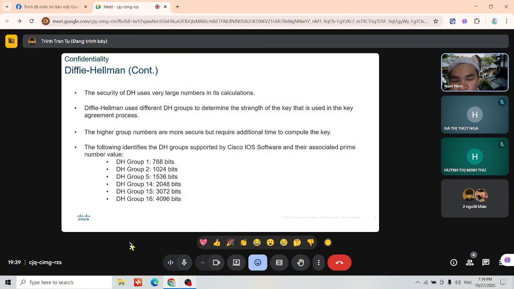The security of the algorithm relies on very large numbers. It helps to use a different Diffie-Hellman group to determine the strength of the key used in the key agreement process. The higher the group number, the more secure, but it requires more time to compute the key. The group is supplied to Cisco IOS software with an associated prime number value. Group 1 is 768 bit, group 2 is 1024 bit, and so on.